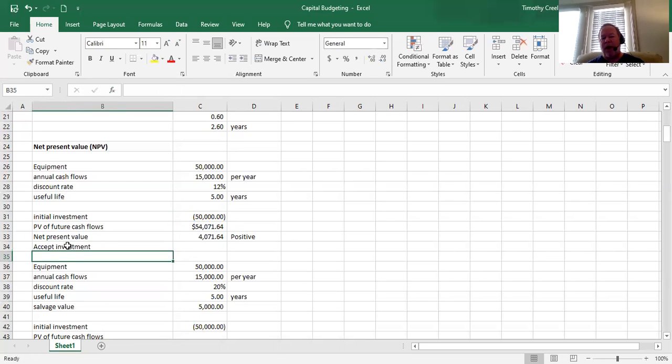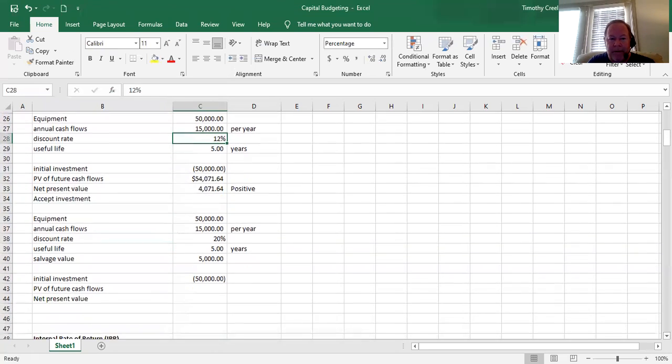And basically what positive net present value tells you is that this investment is generating a return greater than the discount rate. So in this case, this investment is generating a return greater than 12%, the 12% discount rate we said. Now, let's look at one more example here.